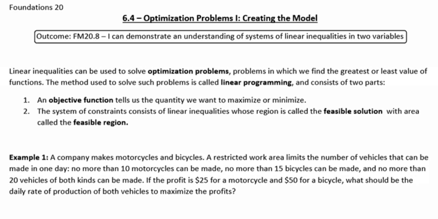Example 1. A company makes motorcycles and bicycles. A restricted work area limits the number of vehicles that can be made in one day. So we can't have more than 10 motorcycles, no more than 15 bicycles, and no more than 20 vehicles of both kinds can be made in total. So altogether we can't exceed 20 for motorcycles and bikes together. If the profit is $25 for a motorcycle and $50 for a bicycle, what should be the daily rate of production of both vehicles to maximize the profit? Each question is just going to have a maximize or a minimize question at the end of it, and that's what we're optimizing. How can I maximize my profits, make the most money possible based on my restrictions?